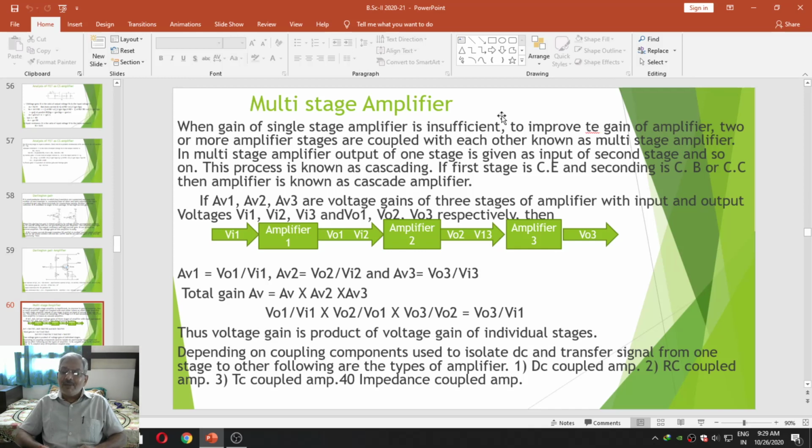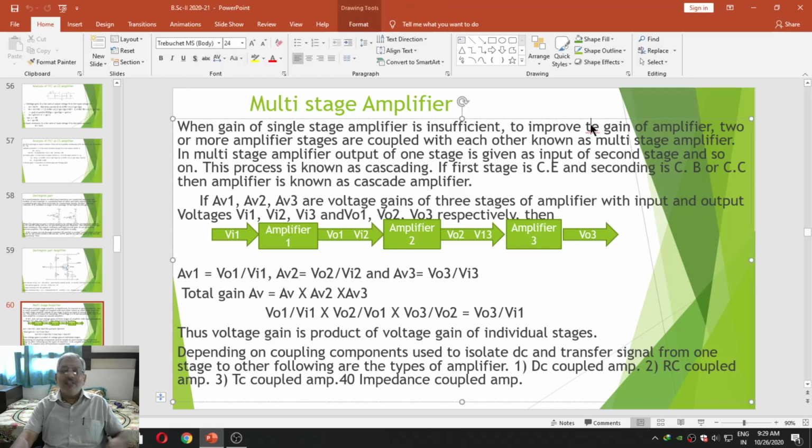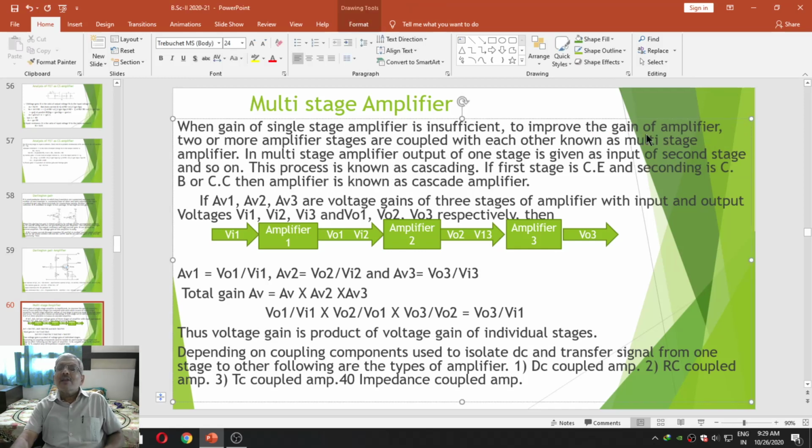Same we are going to elaborate by using the description. When the gain of single stage amplifier is insufficient to improve the gain of that amplifier, two or more amplifier stages are coupled with each other, known as multi-stage amplifier. In multi-stage amplifier, output of one stage is given as an input of second stage and so on. This process is known as cascading.